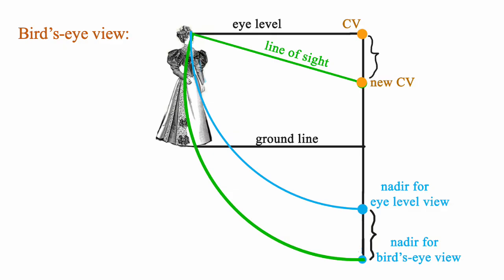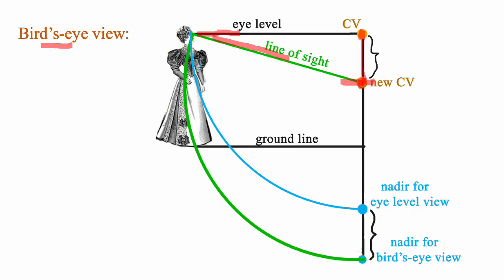What happens in a bird's eye view? Well, eye level is the same because it's the distance of the eye above the ground. But now the line of sight angles down, so we have a new center of vision below the original one, still on the central vertical line, but it's no longer on eye level.